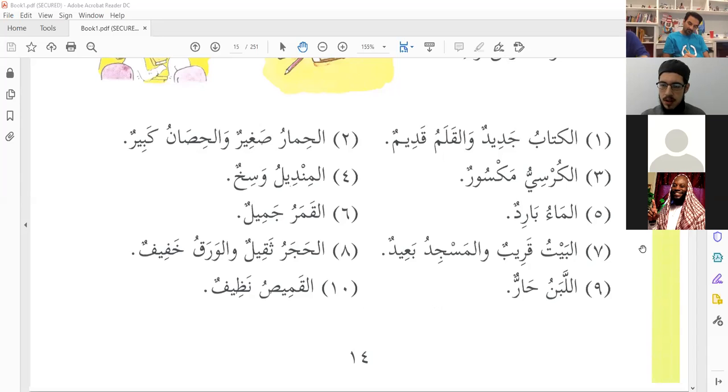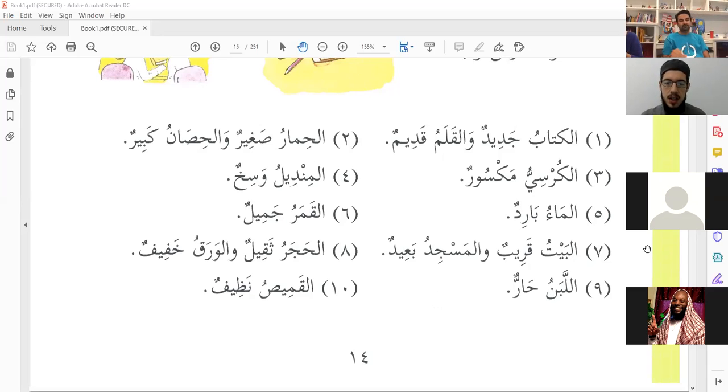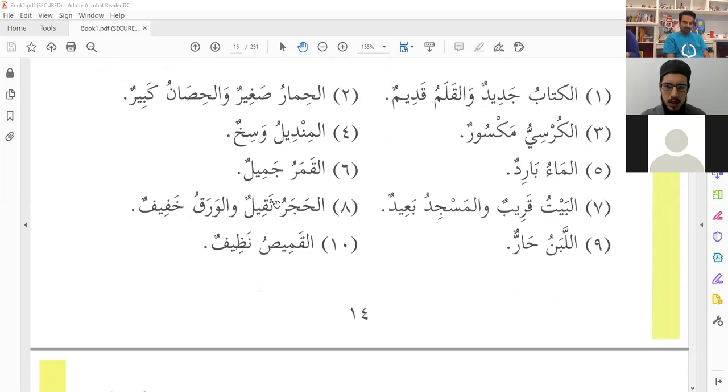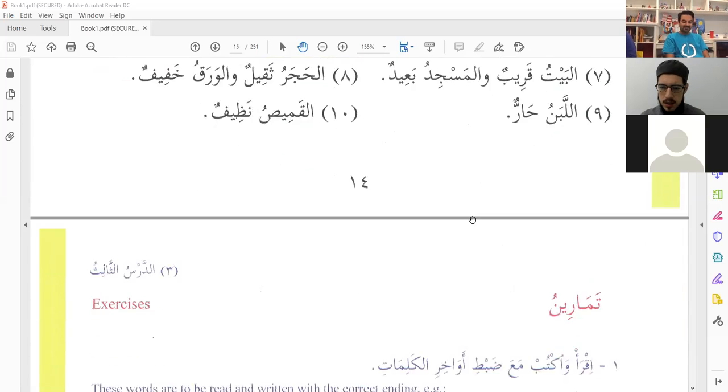So we have learned a lot of really useful vocab in this exercise. We've learned saghir and kabir, small and large. We've learned jadid and qadim, new and old. We've learned wasikh and nadif, dirty and clean. Barid and har, cold and hot. Qarib and ba'id, near and far. And thaqil and khafif, which are respectively heavy and light.